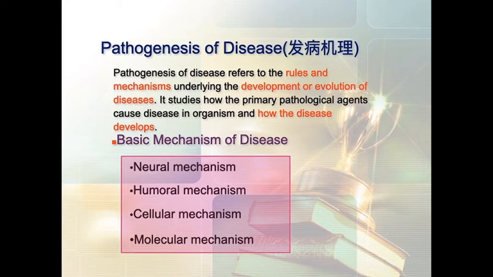And basic mechanisms of disease can be divided into these four aspects: neural mechanism, humoral mechanism, cellular level mechanism, and molecular mechanism. More people are doing research about the molecular level mechanism of different kinds of diseases, and you may become a scientist to work on this level of research in future. You're young and full of opportunities and hope about the future.